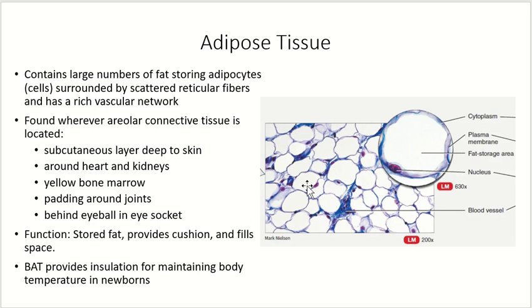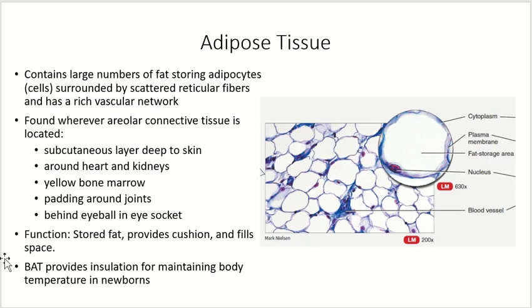As annoying as this type of tissue can be sometimes, it is definitely a very important type of tissue to have at least some of. So you don't want to get rid of all your adipose tissue. Functionally, this tissue is going to store fat, provide a cushion, and fill space, like what we talked about with our eyeball sockets. It's going to help prop up those eyeballs so that they're sitting nicely in the orbits of your head, so they're not sunken down there.